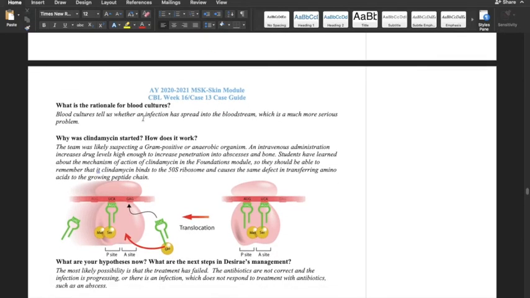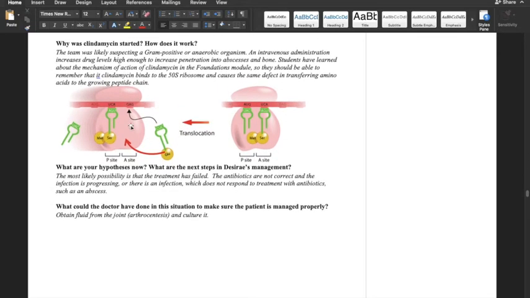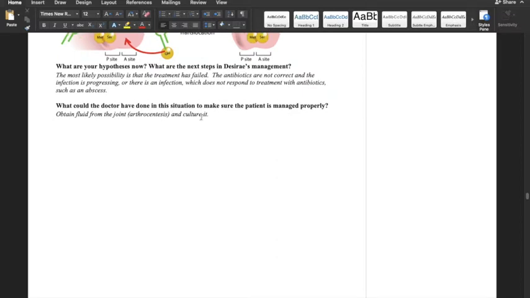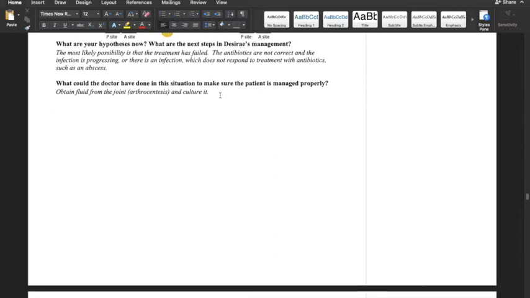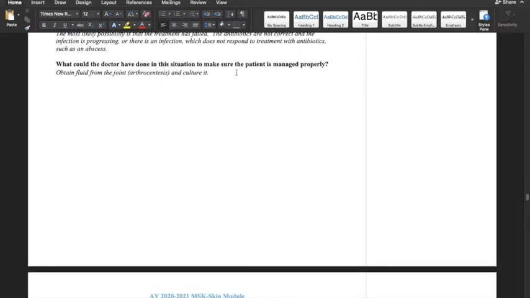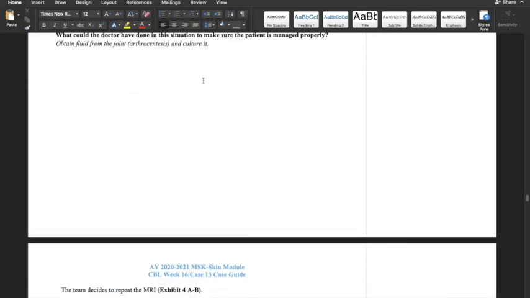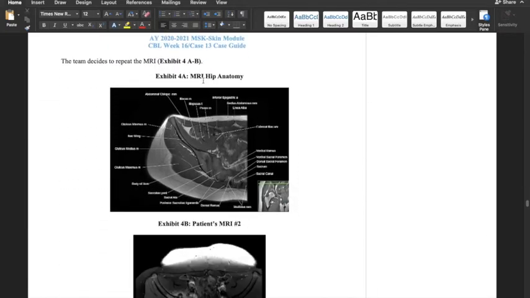We talked about the rationale for blood cultures. We talked about clindamycin, and we talked about how this may be an atypical organism and how clindamycin may not be the best empiric choice. So what should we have done earlier on to make sure this patient gets the best management possible? Getting joint fluid, like an arthrocentesis, is what needed to happen.